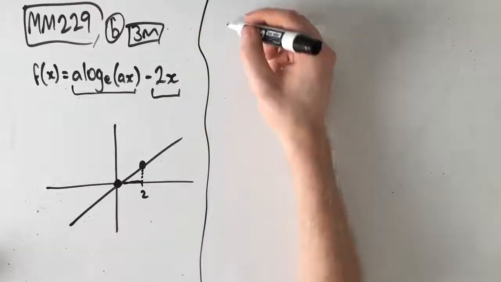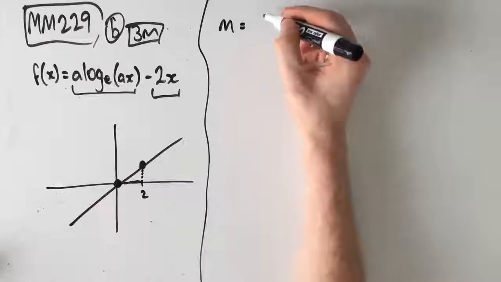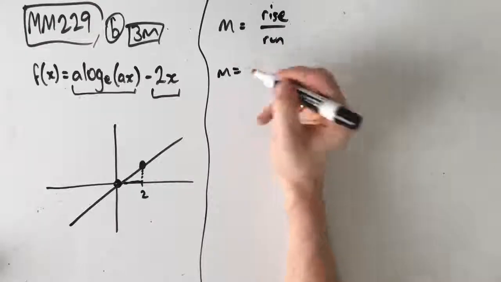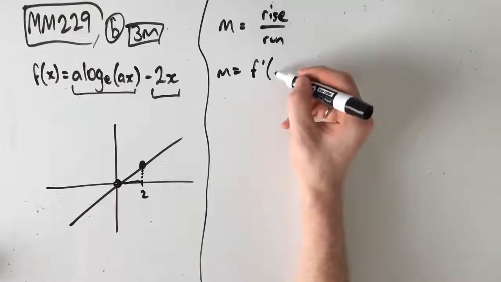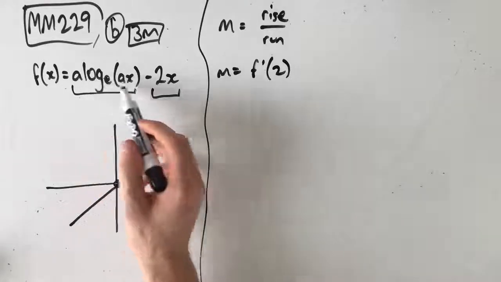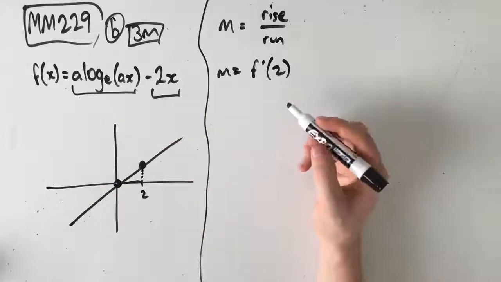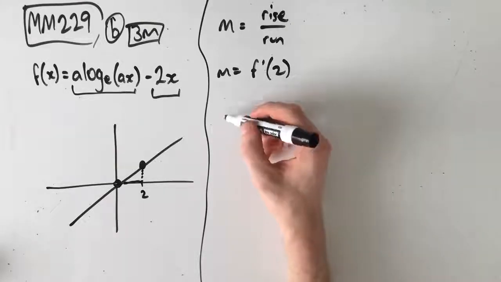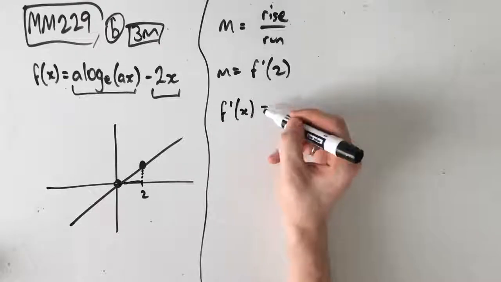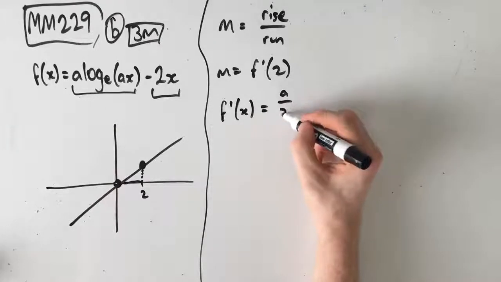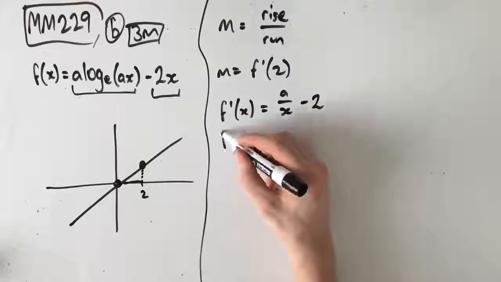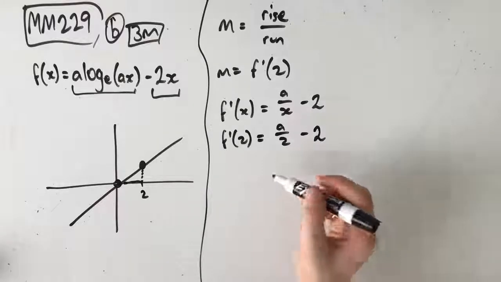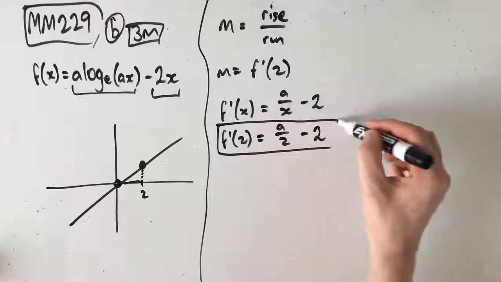So we need to recognize that the gradient of our tangent is equal to rise over run as normal, from this point to this point, but also f dash of 2, right? Because it's the gradient of this graph at x equals 2 because it's a tangent, okay? So next thing is we know that f dash of x was equal to a on x take 2. We know that f dash of 2 then has to be a on 2 minus 2. Sweet. So that's our first thing there.